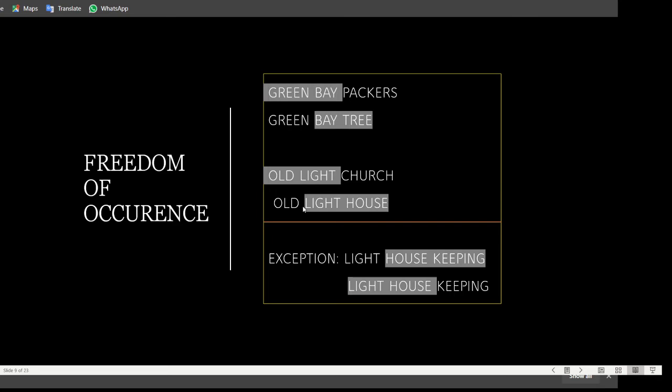Whereas in a construction like Old Lighthouse, Old Light and house is not a familiar construction for us, because we are familiar with lighthouse. So the division is actually made before old. And again, exceptions are there for phrases like light housekeeping, where it could be light housekeeping or light housekeeping. I hope you got the difference between these.